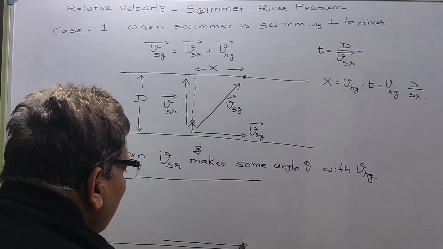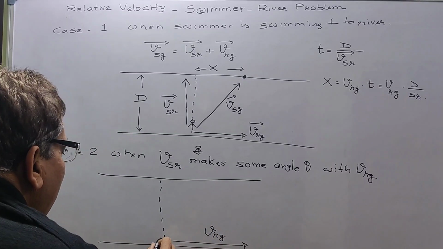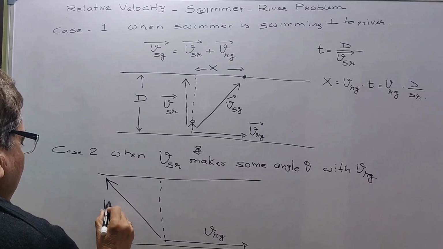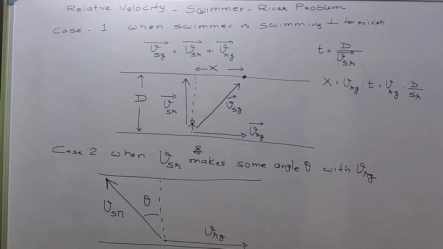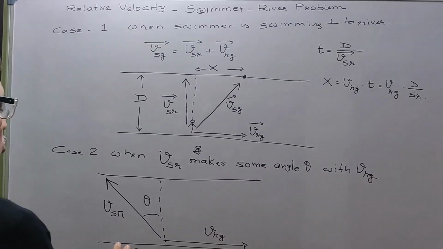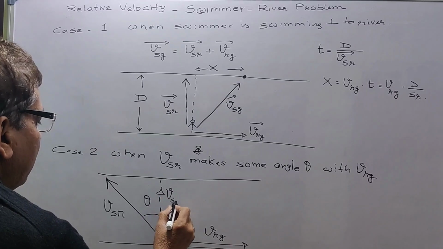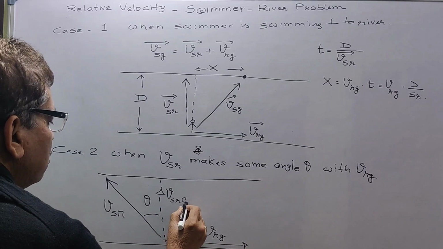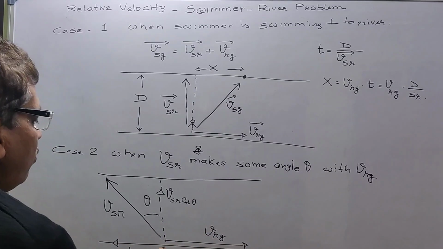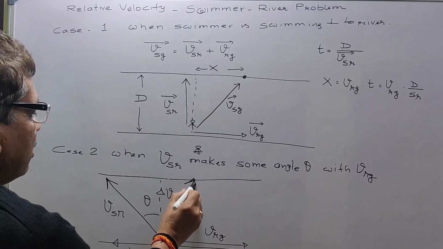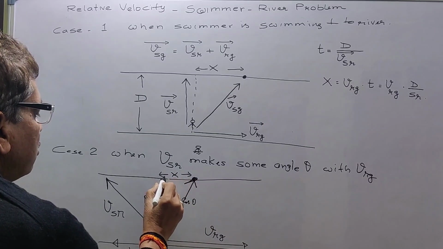Now if this is the situation, suppose this is river flow, VRG, and this is normal to the flow of river. Let us say a swimmer is swimming in this direction, VSR. He makes theta angle with the normal to the flow of river. Now we can find out what time it will take here. So you will observe the two components of VSR will be in this direction. It will be VSR cos theta, and in this direction it will be VSR sin theta. Now if we draw the parallelogram, let us take the swimmer is reaching at this place, right? And x is displacement here from just opposite bank.